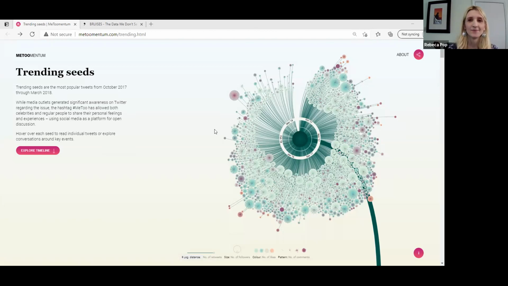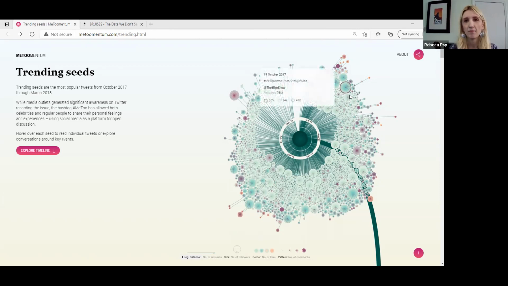And this is beautiful. You look at it and it's a flower, right? A flower by definition is beautiful. Of course, this is a different type of flower in the sense that it's packed with data and is generated by using data. So what this shows is the trending tweets that had the hashtag #MeToo between October 2017 and March 2018. And you see here, we have a timeline right in the middle.